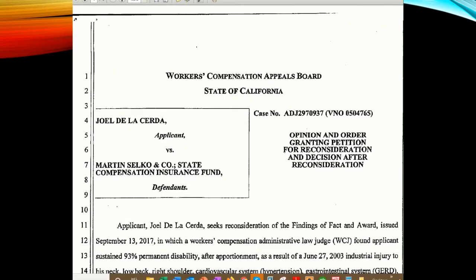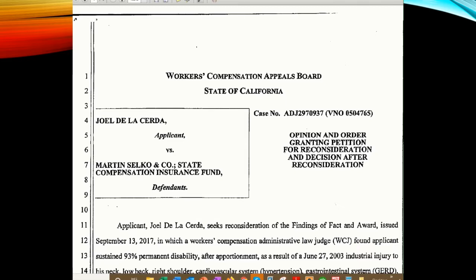Okay, the next case I want to share with you is the De La Cerda case, and the De La Cerda case has to deal with adding versus combining impairments. And you may be familiar with the concept of adding versus combining impairments, as was described in the now famous Kite versus East Bay Municipal Utility District case. So just a little philosophy on adding versus combining impairments.